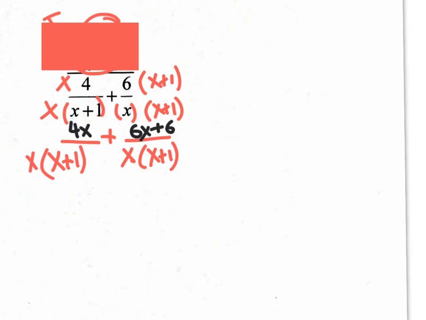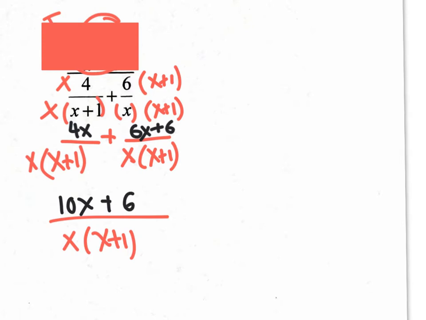So now that we have a common denominator, we're able to add the top with the top, right? So my answer will have the common denominator x times x plus 1. And on top, what is 4x plus 6x? That's a total of 10x. And what about the plus 6? Just bring it down. So you really have 10x plus 6 over x times x plus 1.